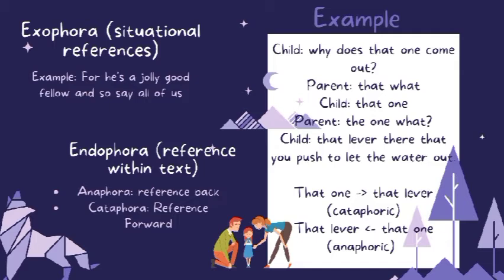For example, there is a conversation between a child and their parent. The child sighed, "Why does that one come out?" The parent answered, "That what?" The child answered again, "That one." The parent, "That one what?" Child, "That lever there that you push to let the water out." That one refers to that lever. It is a cataphoric reference. That lever refers to that one, which is anaphoric reference.